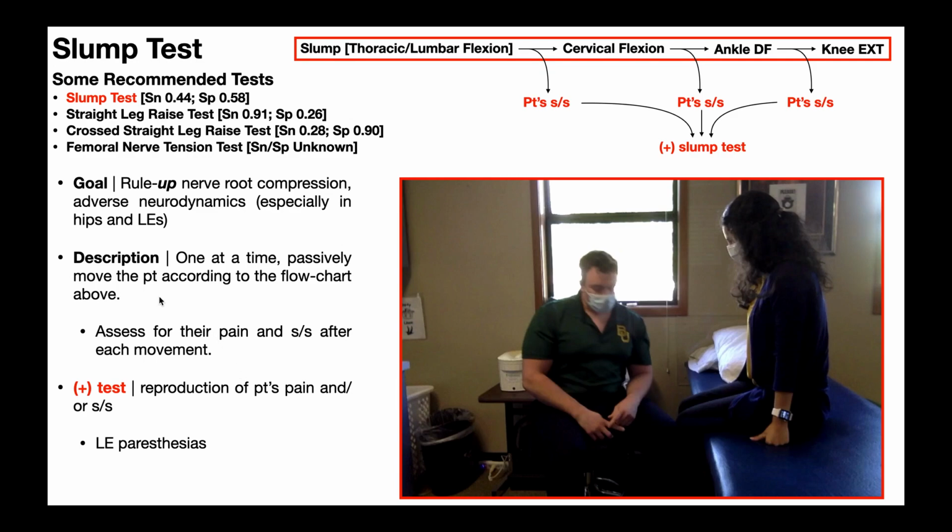So the way the slump test is done is one at a time. You have the patient passively move through all these movements up here in the flowchart. And after every movement, you assess for their pain and signs and symptoms.